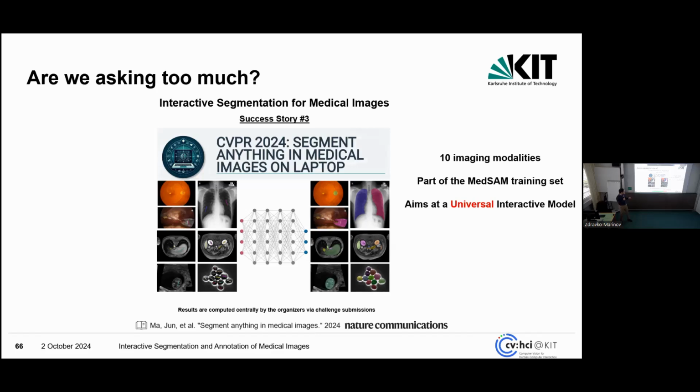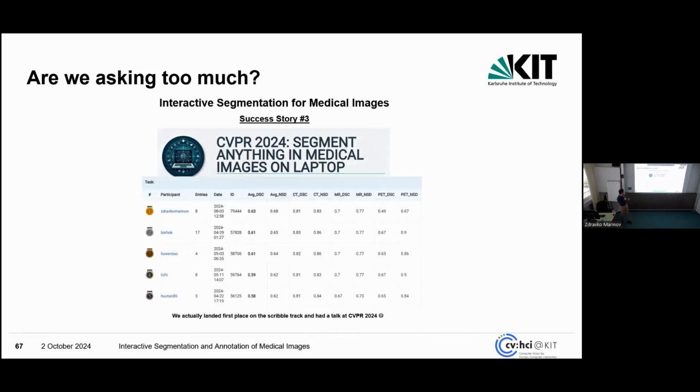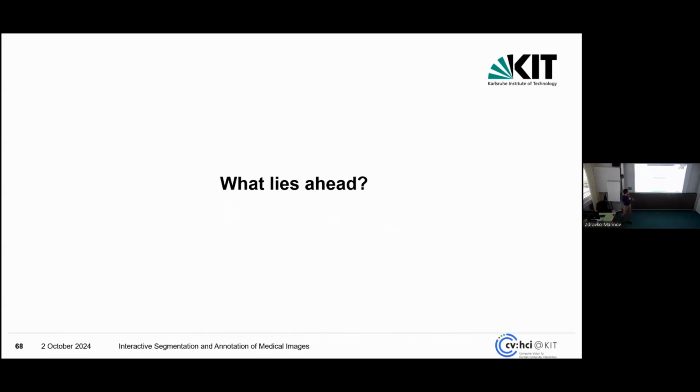Again, the results were computed centrally by the organizers. They actually used 3 metrics, not just one: the Dice score, normalized surface distance, and the efficiency, which made a lot more sense than the metrics which we saw during our systematic review. We actually even participated in that challenge, and we landed the first place in the scribble-based track, but more on that later. So what actually lies ahead?